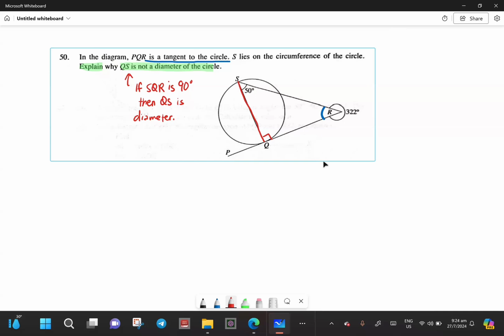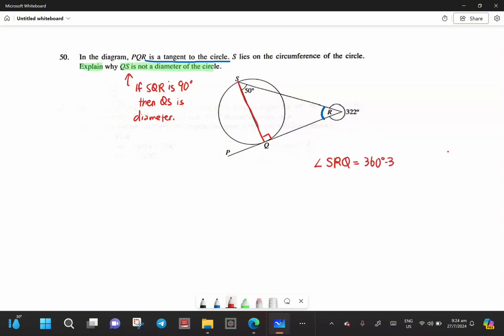QS, right? Where is Q? Okay, so the first thing you can find is angle SRQ. That's the only angle that you can find, right? So you find angle SRQ, I apologize. It equals 360 degrees minus 322 degrees. Do you understand or don't understand? Very good. So when you subtract, what do you get? 38 degrees. Where is 38 degrees? This is 38 degrees. Am I making sense?